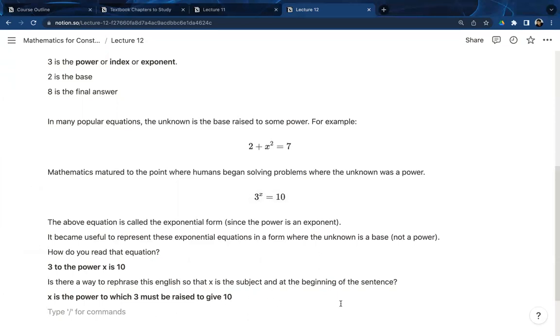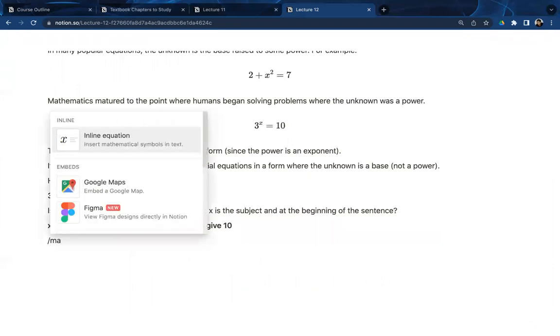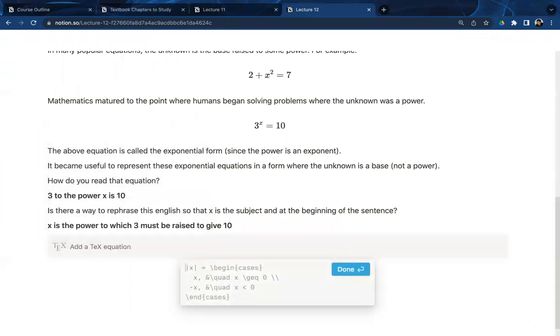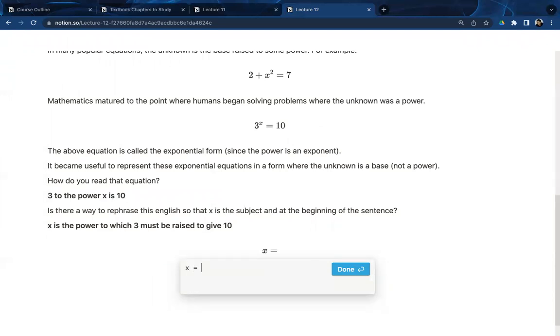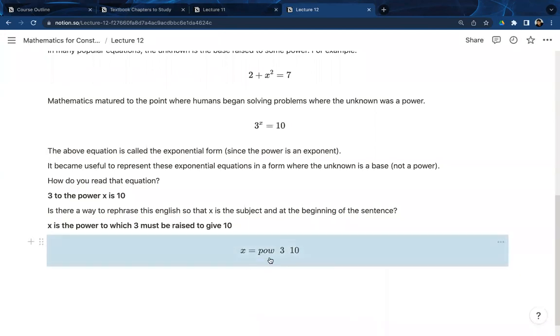So what these guys did, they said, you know, let's write it in a way where x is the subject. So x equals, x is a power to which 3, which is the base, 3 must be raised to give 10. So they sat down and thought, how can we write this? We can write power 3 10. They might think there's 3 raised to the power 10.